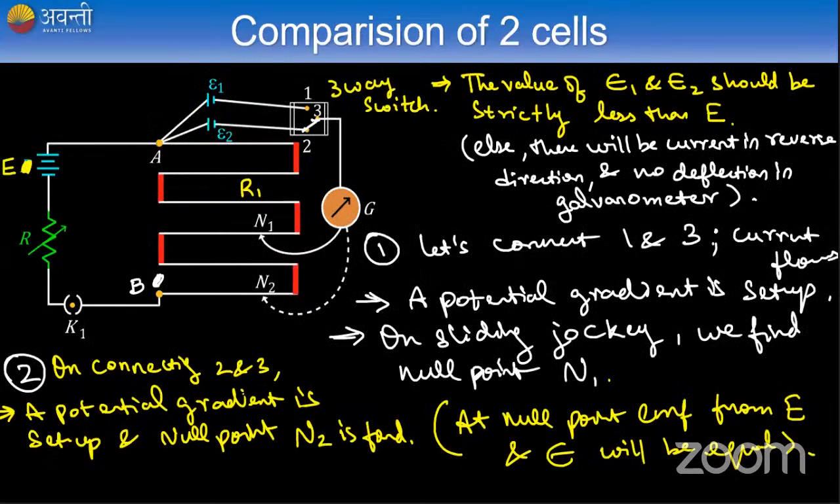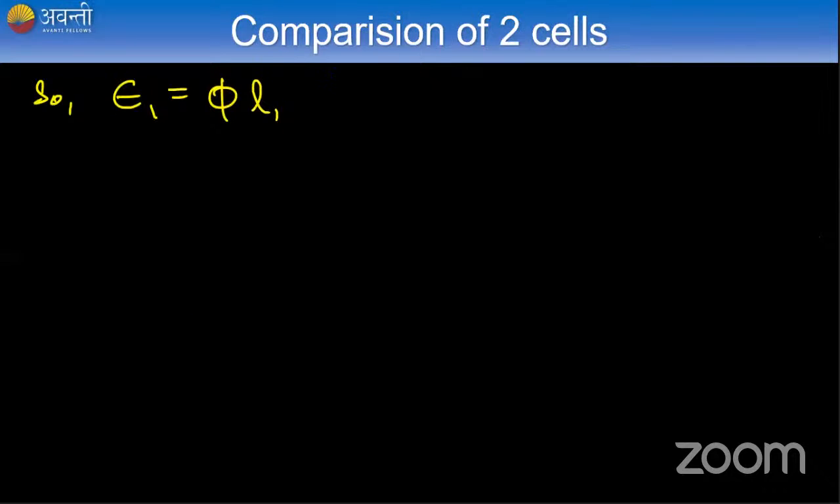Now, potential gradients. Epsilon 1 will be given as 5 times L1. My null point N1 is found at this length L1, and my null point N2 will be found at a length L2. If L1 and L2 are the respective lengths of potential gradients of null points N1 and N2, then epsilon 1 will be equal to 5 times L1. We will call this equation 1. Similarly, what will happen to epsilon 2?